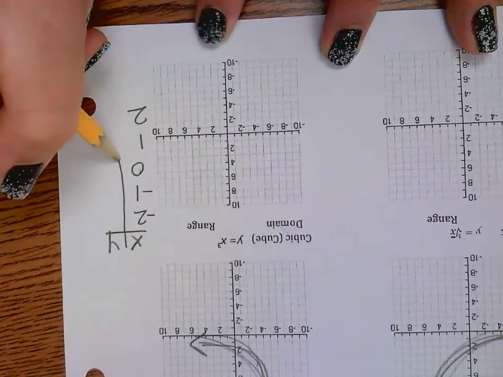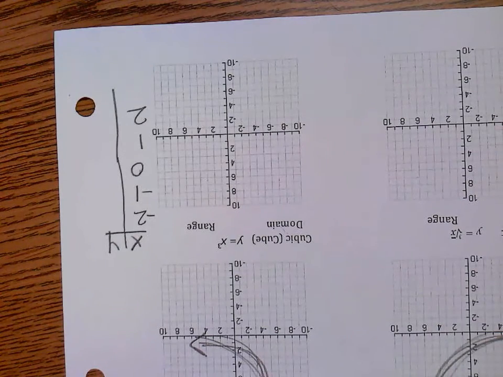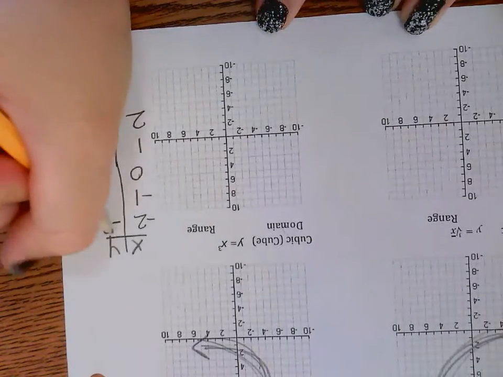What happens when you cube a number? When you cube a number, you multiply it by itself 3 times. So what's -2 times -2 times -2? 3 negatives. -2 times -2 times -2 gives you what? What do you think? Yeah. -2 times -2 times -2 gives you back -8. So at -2, you're at -8 on the graph.